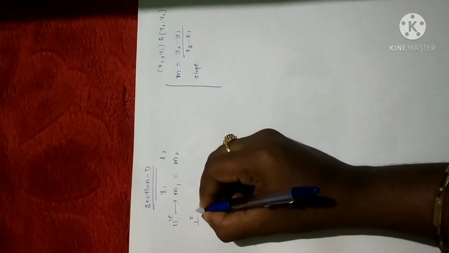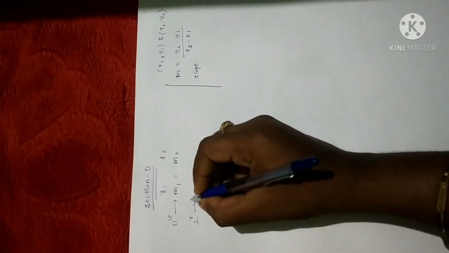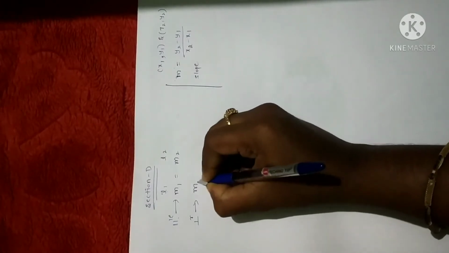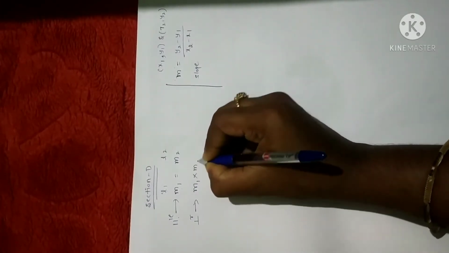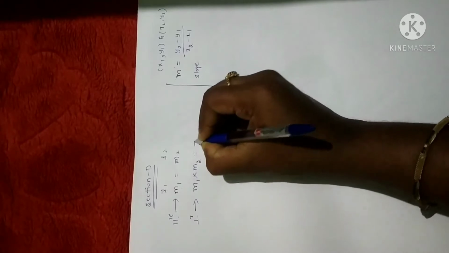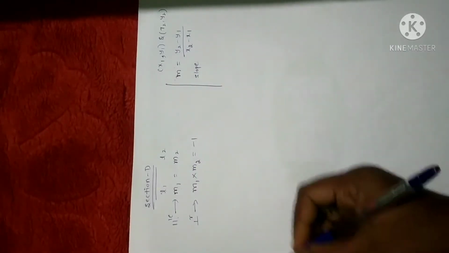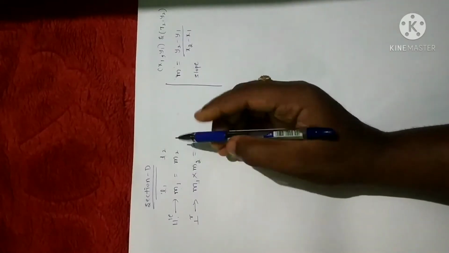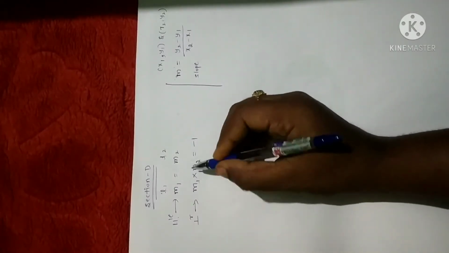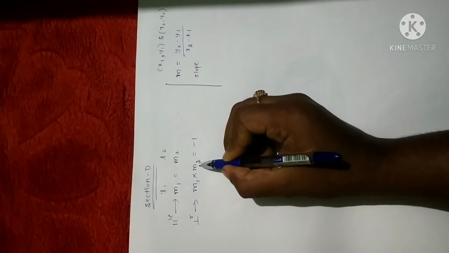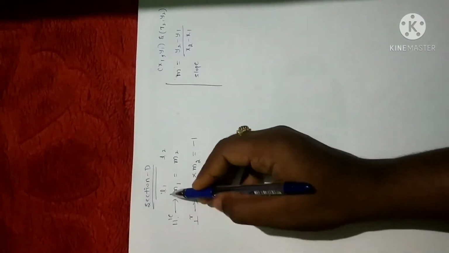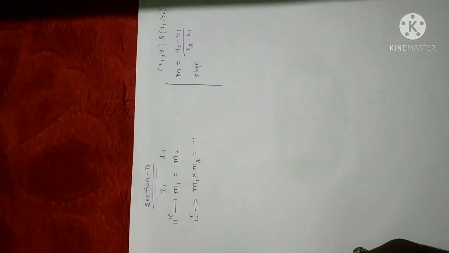Coming to the concept of perpendicularity, two lines are perpendicular only when the product of the slopes m1 into m2 is equal to minus 1. In the sense, first you have to find the slope of the first line and the slope of the second line. If you multiply those two slopes, the answer should be equal to minus 1. Then the given two lines will be perpendicular.